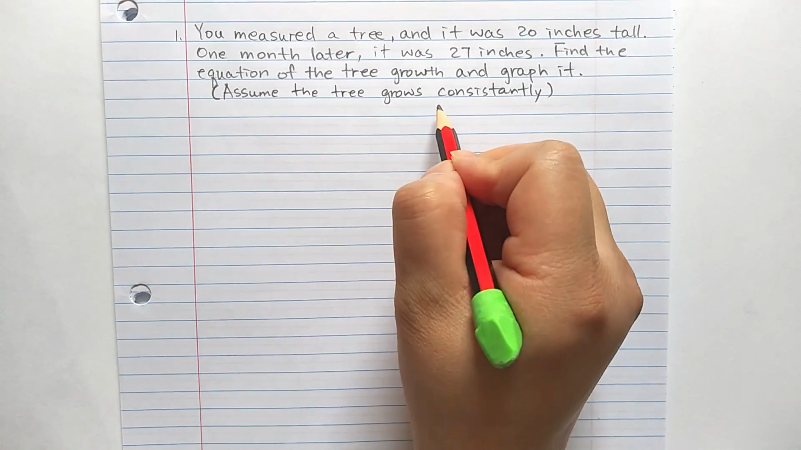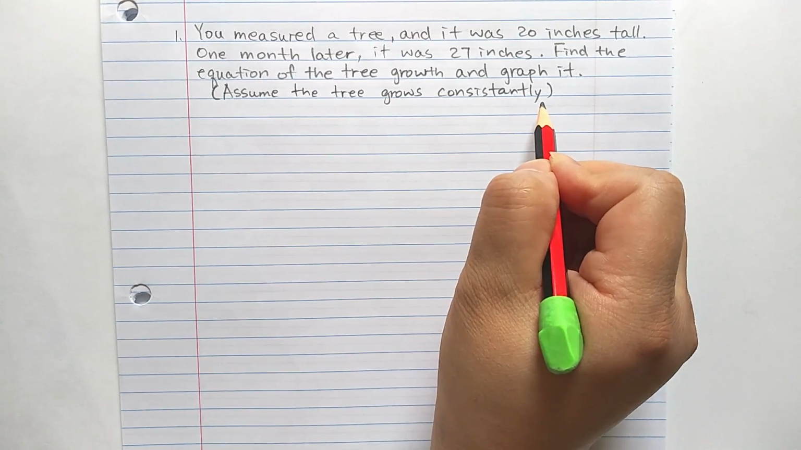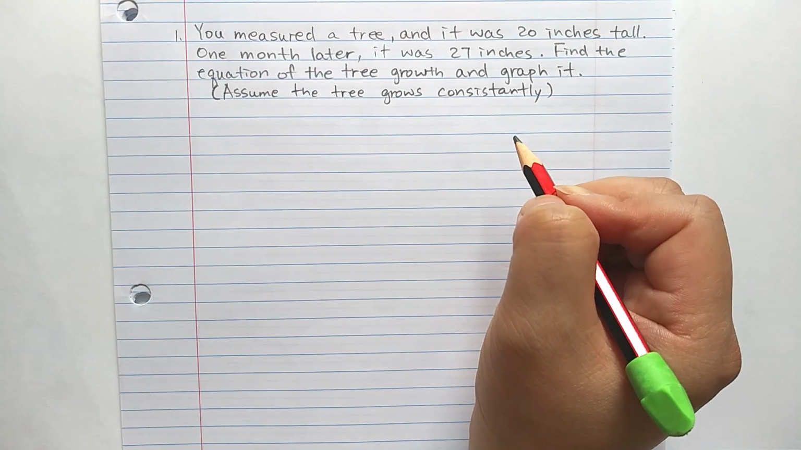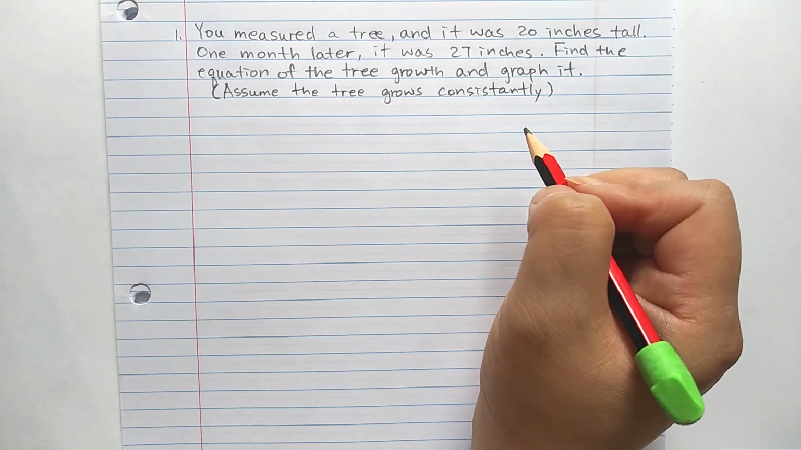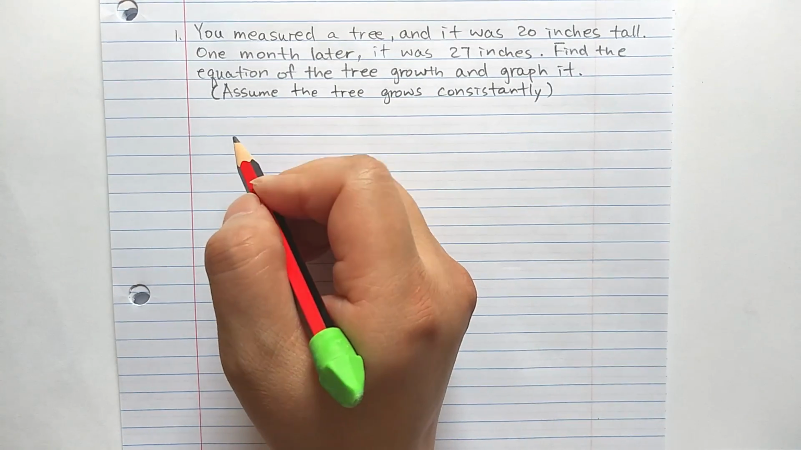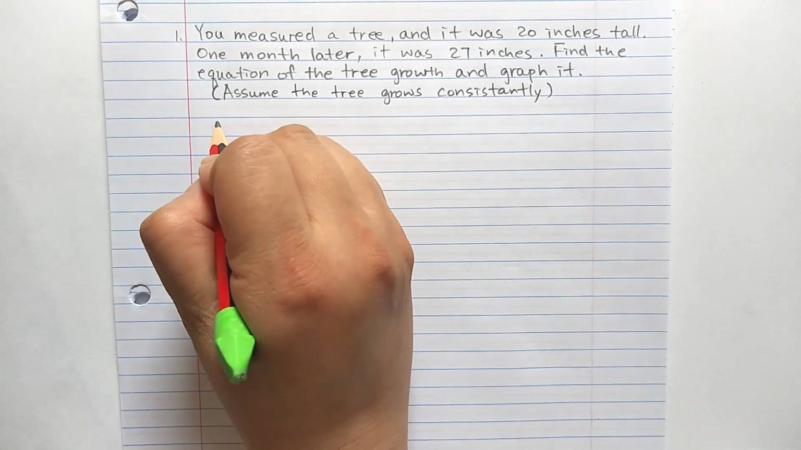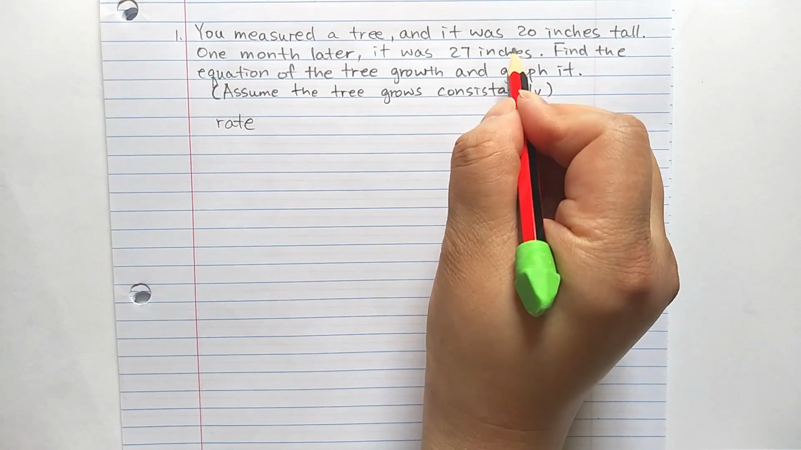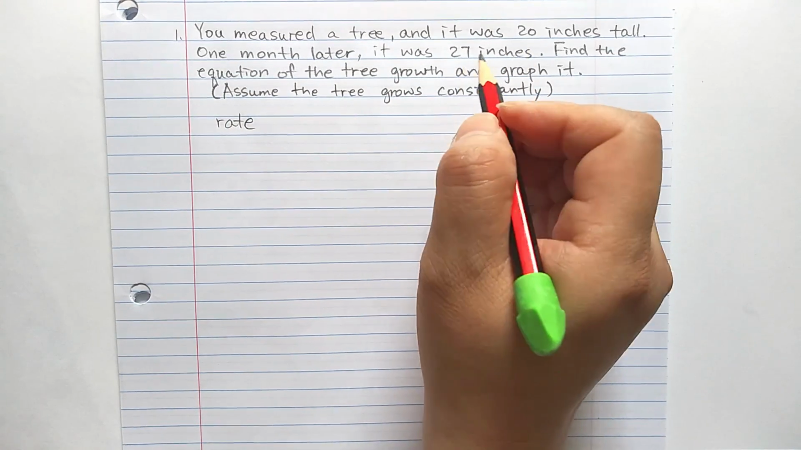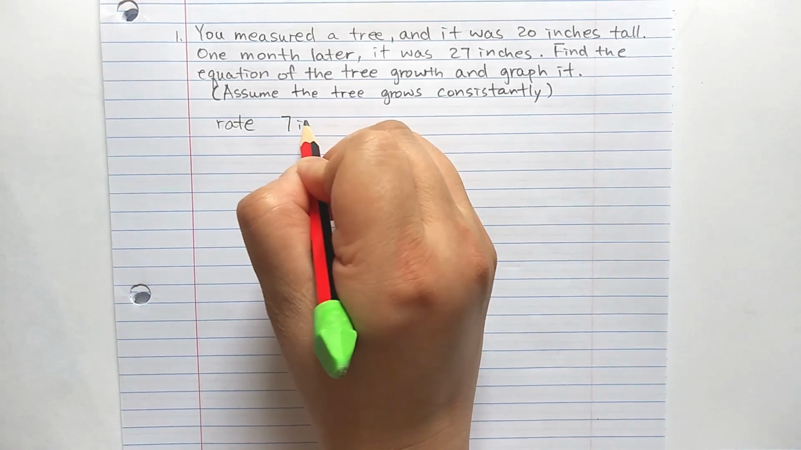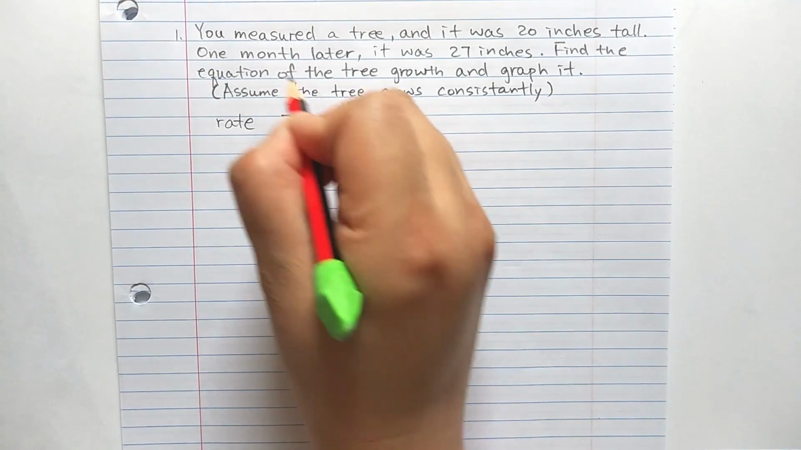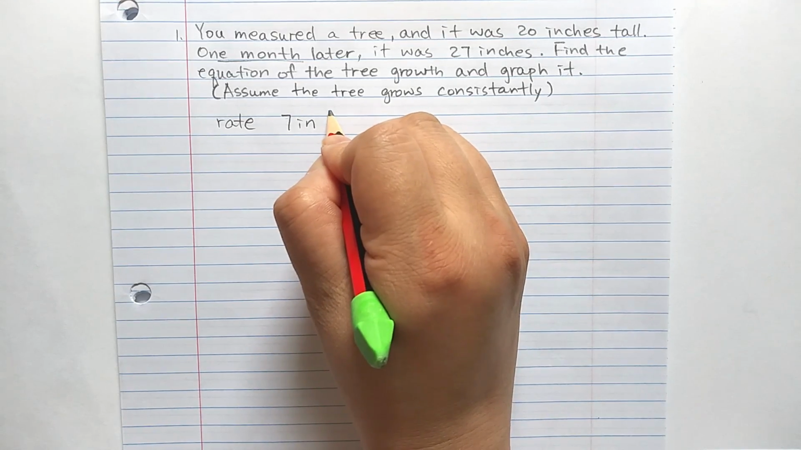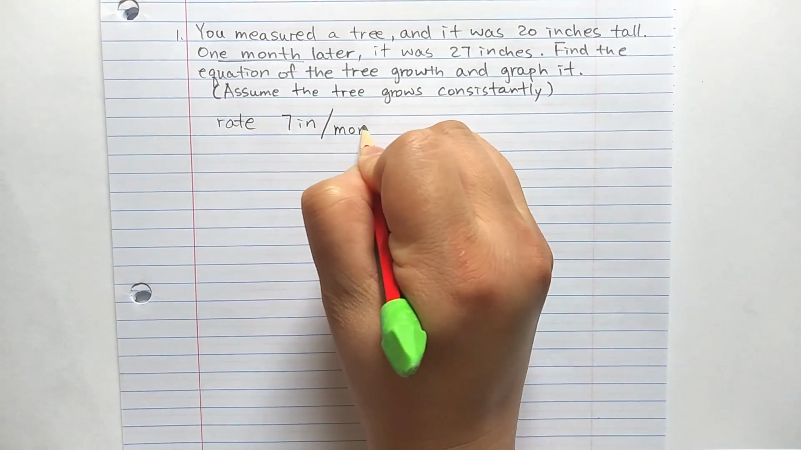Assume the tree grows consistently. In other words, the growth is consistent from this month to next month. We've done this several times, so you should be pro at this by now. Let's find the rate. It grew from 20 inches to 27 inches. So it grew 7 inches for how long? One month. So 7 inches per month.